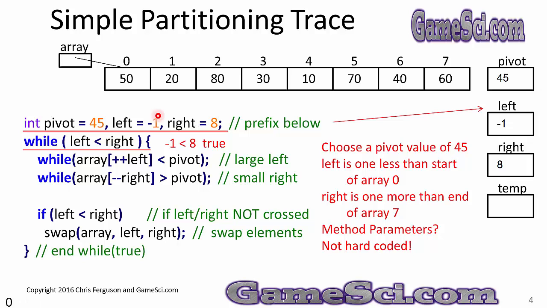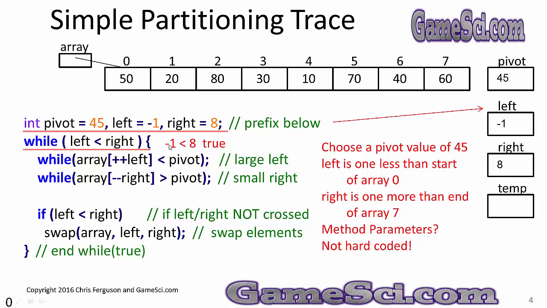We'll set left equal to -1. That's the start of our scan on the left side. We'll set right equal to 8. That's the start of our scan on the right side. Left is less than the start of the array, 0. Right is one more than the end of the array, 7. So we're starting left and right beyond the ends of the array.